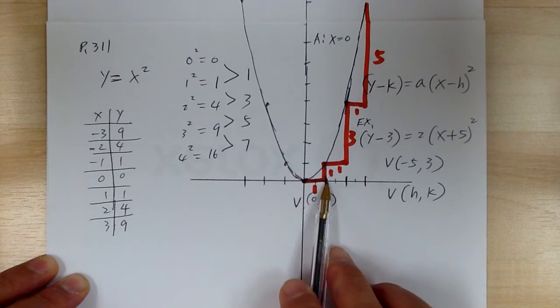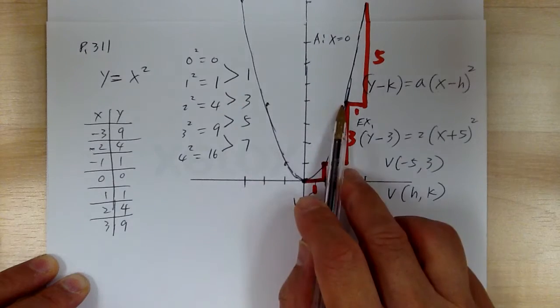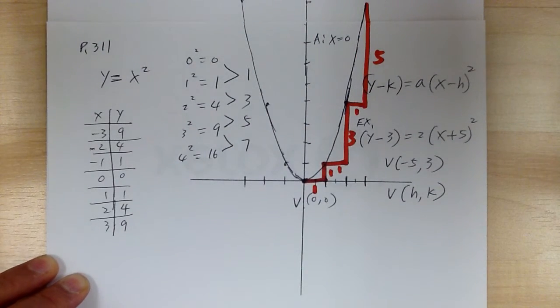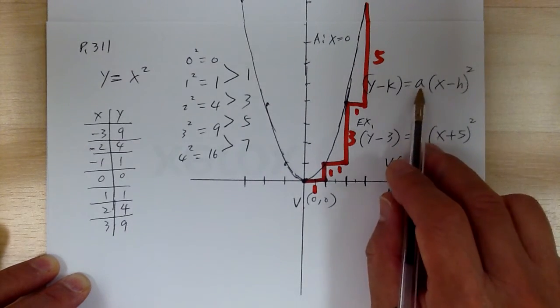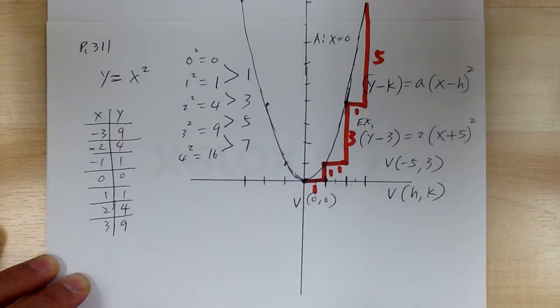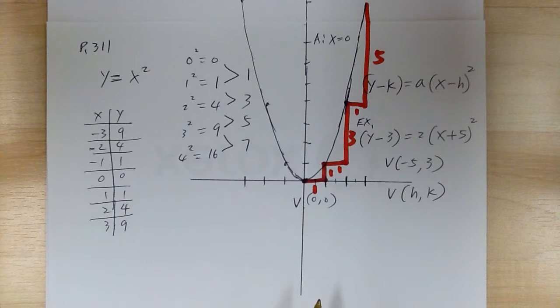So you go over 1, you go up 1, go over 1, you get 3, go over 1, you get 5. So you use the 1, 3, 5. That's another technique, when a equals 1. But if a is a different number, you have to multiply by the a. Again, we're going to go over more of this as we do more examples. So those are the basics behind it. Now let's go over some examples.